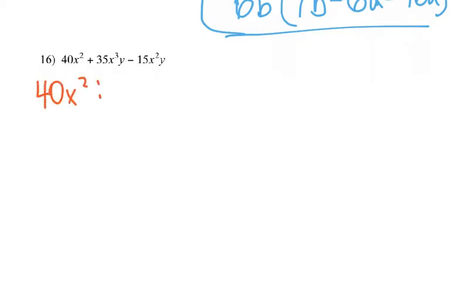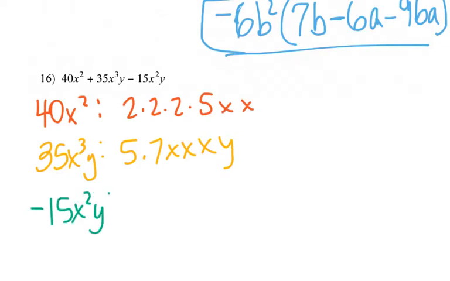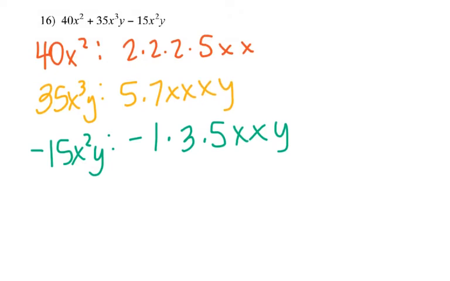So 40 is 8 times 5, and then x squared, and 35 x to the third y is 5 times 7, and then negative 15x squared y. I'm going to go ahead and write the negative 1, and I'll show you how that helps me in just a second. You don't have to do it that way, but you do have to be careful with your signs. Looking for what they have in common. They all do not have 2's. They all do have a 5. They all have 2 x's.